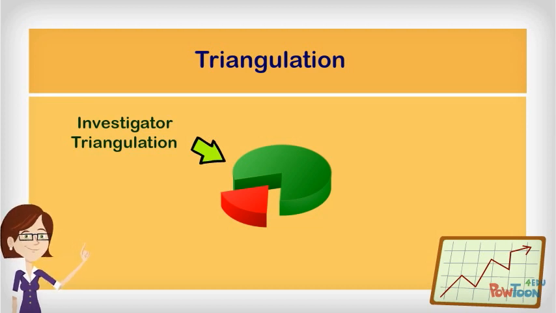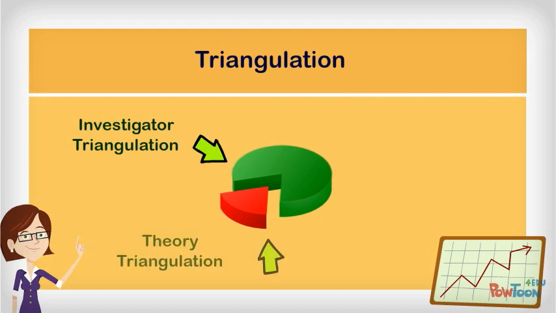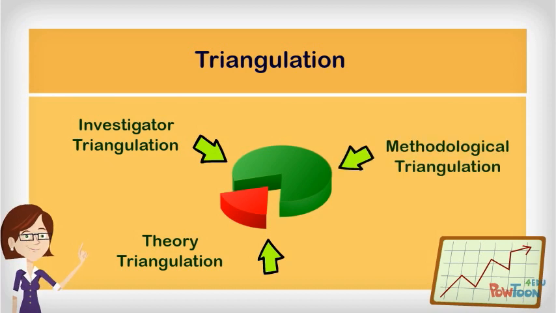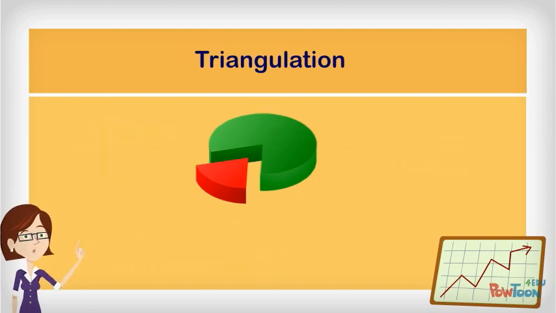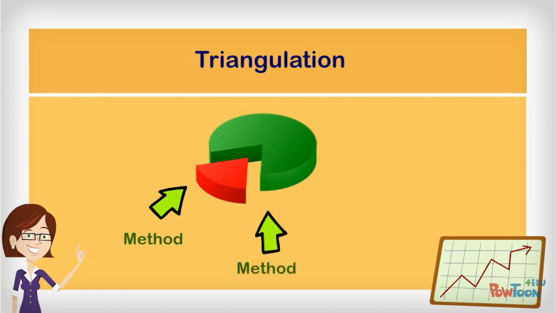This is to have more than one researcher working on a project. The second is theory triangulation, which is to use more than one theoretical framework on which to base your project. And the third is methodological triangulation, which uses more than one method to collect data. For our purposes, we use more than one data collection method to achieve triangulation and to ensure the results of the project are as accurate as they can be.